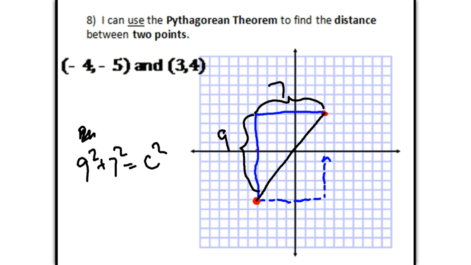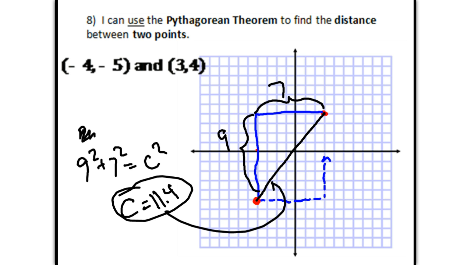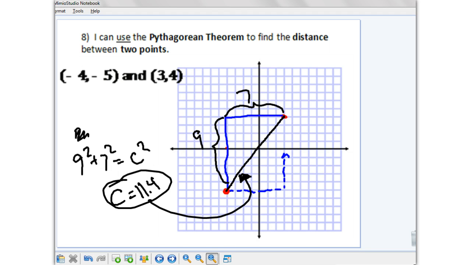9 squared and 7 squared would be 130 when you add them together, and the square root of 130 is 11.4. So you should get a distance of 11.4. And just to check, it actually is the largest side. It's larger than 9 and 7, and that's the case. That's what it should be.